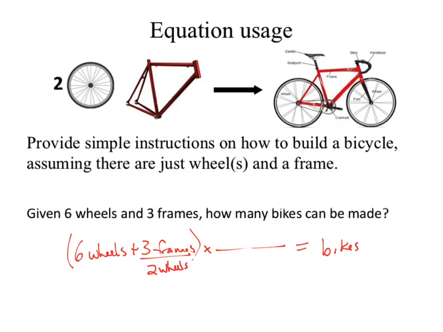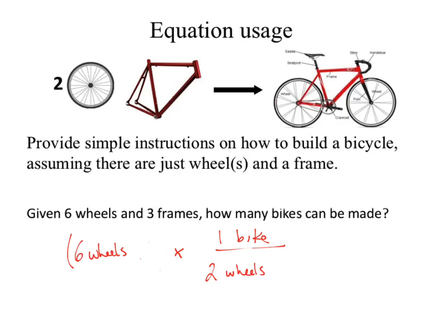Underneath frames, buddy. You said put wheels under frames. What do you got? So, can you do six wheels over one times two wheels as a denominator over one bike as a numerator? Oh yeah. And then you said times, and then one bike on the bottom with one frame on the top, I think. Yes. Is one frame equals one bike?